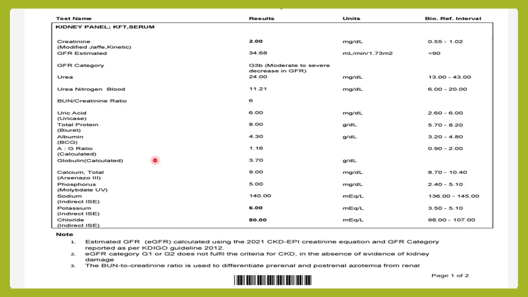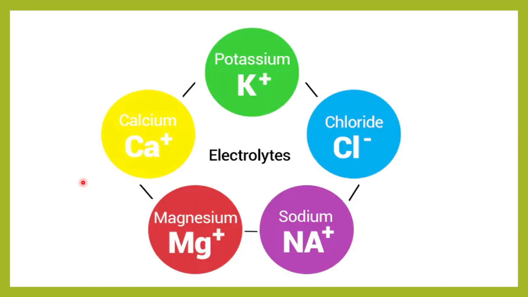So when you see a kidney function report, you will see parameters like sodium, potassium, chloride, calcium, and we classify these parameters as electrolytes. So you will see potassium, calcium, magnesium, sodium, chloride. What are these? These are the electrolytes. They are together called electrolytes.